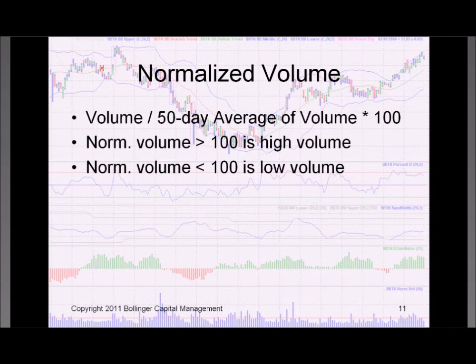So here's the formula that we used to do that. We just took volume and divided by its 50-day moving average and multiplied it by 100. Now we can easily say normalized volume greater than 100 is high volume, or normalized volume less than 100 is low volume.